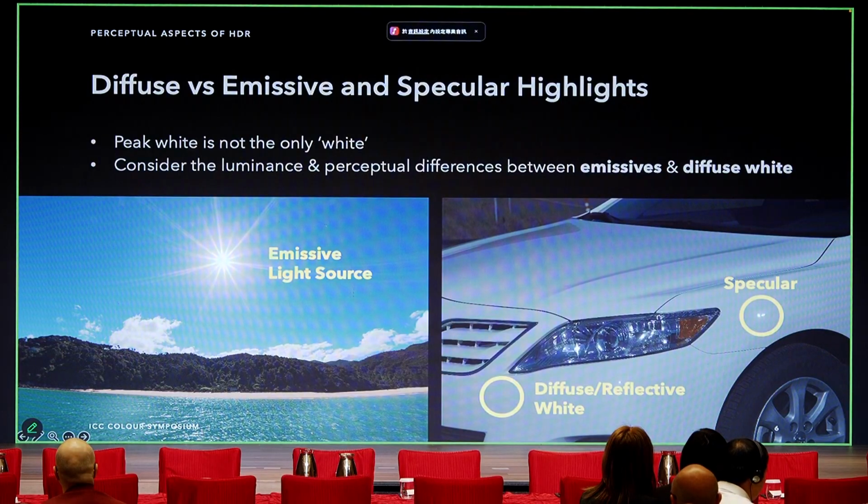On the left, we have the sun. That is obviously an emissive light source, but here on the right, we see a white car. The body of the car is diffusely painted white, and we can see this, but you can see on the right here, there's a specular highlight that is significantly brighter than the car paint. And the specular highlight, for example, now gives us the ability to see that, oh, this is actually a glossy car paint. So differentiation between diffuse, reflective white and specular highlights is important.